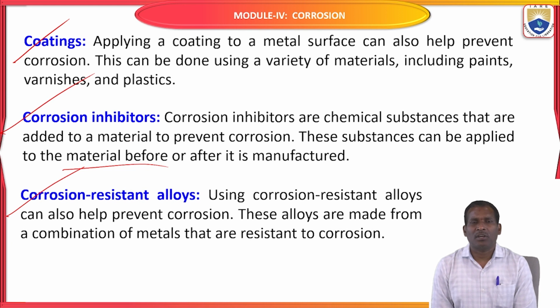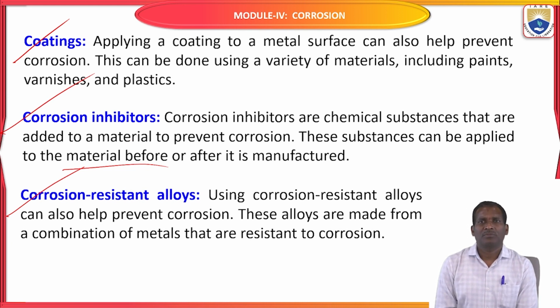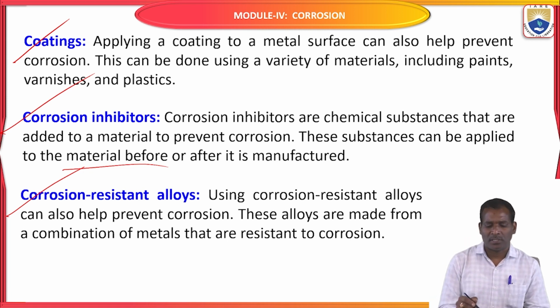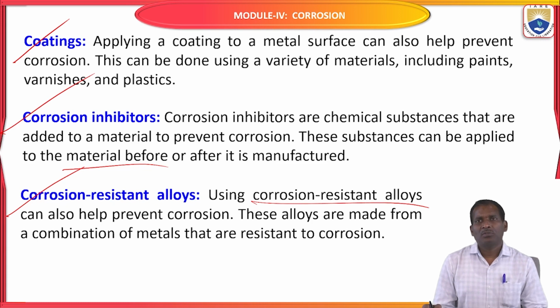Next one is corrosion resistance alloy. Using corrosion resistance alloys can also prevent corrosion. These alloys are made from a combination of metals and are resistant to corrosion. So these alloys are made from the combination of metals, two or three metals. The combination will give the resistance alloy, so the super resistance alloy will give resistance to the corrosion.